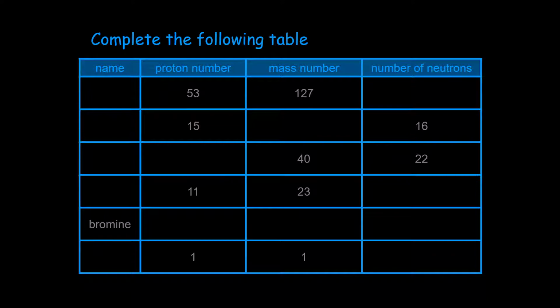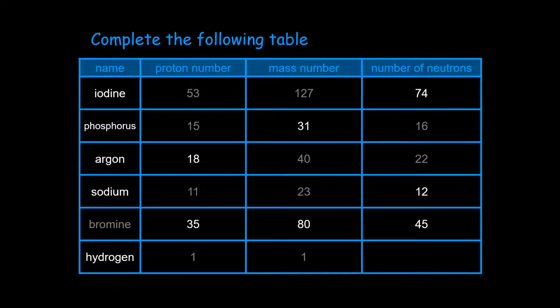Now you may want to pause the video while you work out these numbers. So the first one is iodine, and the number of neutrons, 74. Phosphorus, mass number, 31. Argon, proton number, 18. Sodium, 12 neutrons. So bromine has a proton number of 35, a mass number of 80, so the number of neutrons is 45. Hydrogen, and the number of neutrons is 0.